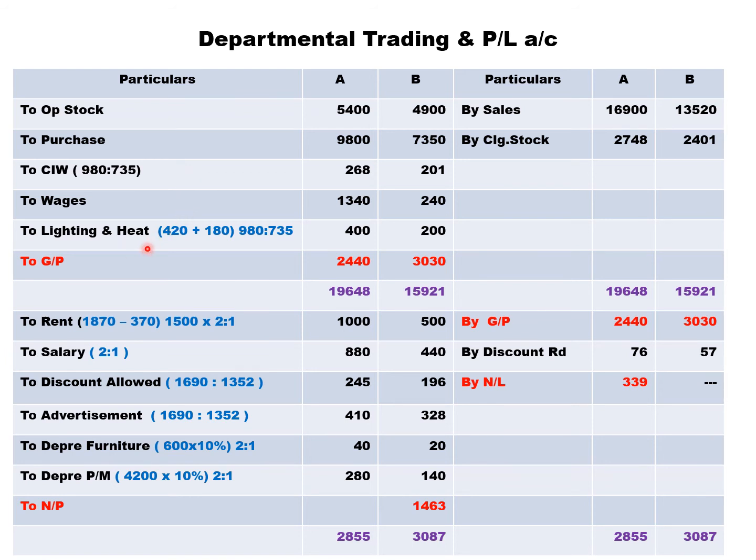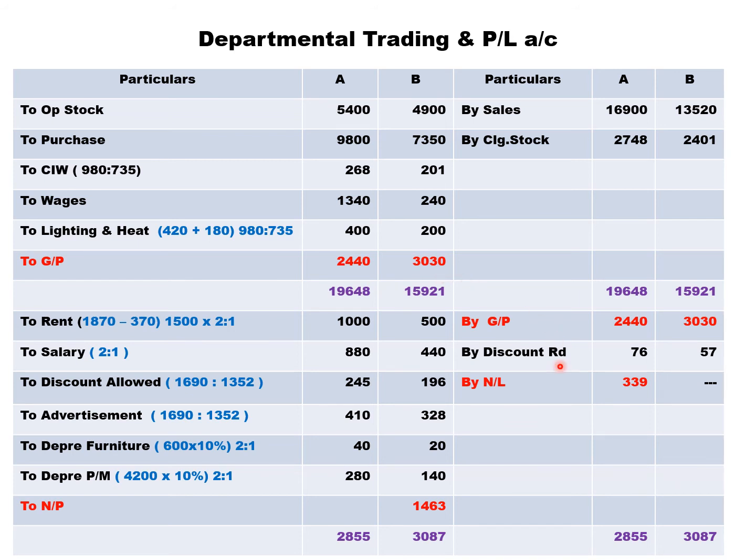Lighting and heating, students: given in the trial balance 420, plus given in the adjustment outstanding 180. So 420 is paid, 180 is unpaid. Total expense comes to 600. So lighting and heating is distributed in the purchase ratio, 400 and 200. Then sales take as it is, closing stock take as it is, total the trading account. You get gross profit of 2,440 and 3,030. Bring down that gross profit.